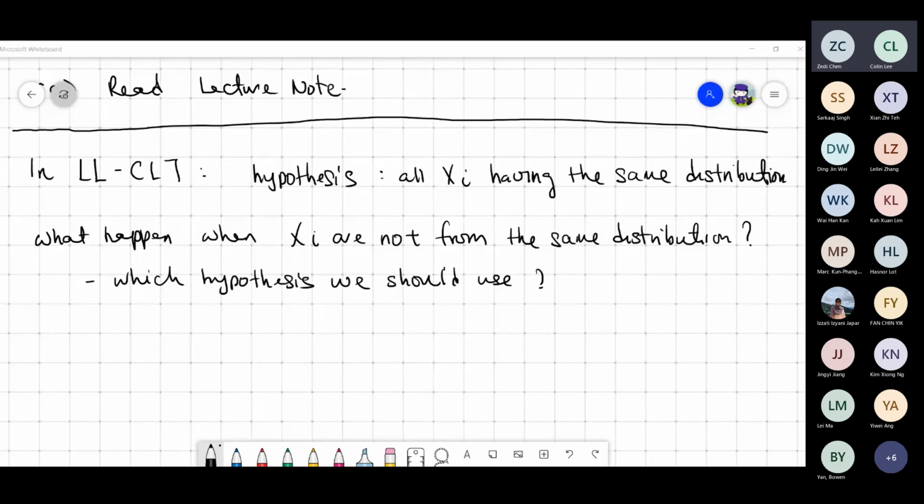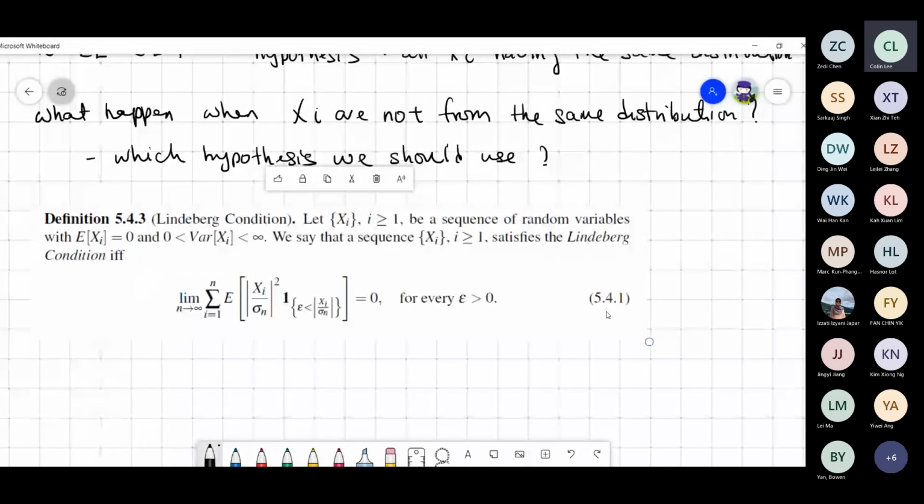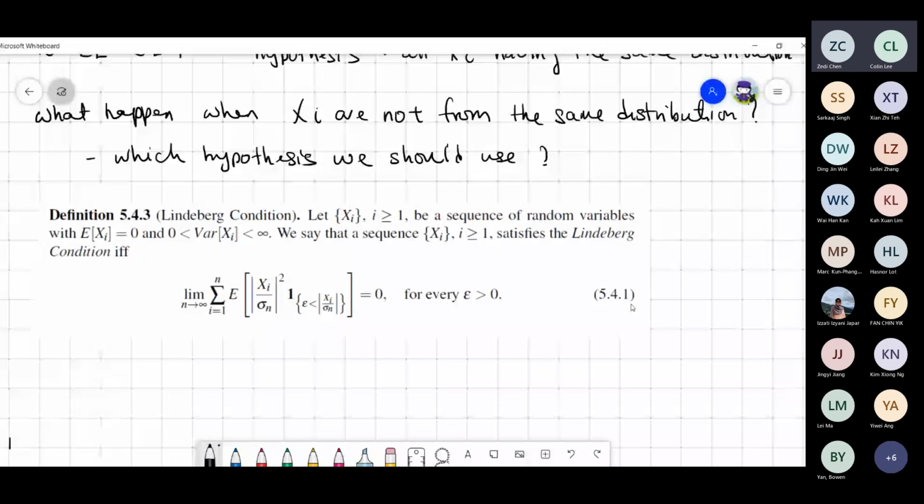Maybe I will just write it now. This is definition 5.4.3. However, this condition looks a bit scary. This is the so-called Lindeberg condition. Again, suppose we have a sequence of random variables xi, i running from 1, 2, 3, and so on. Again, we use a simplified version: E of xi is 0, with finite variance. This is just to ensure the variance is not 0. We say that xi satisfies the Lindeberg condition if and only if this is equal to 0 for every epsilon greater than 0.